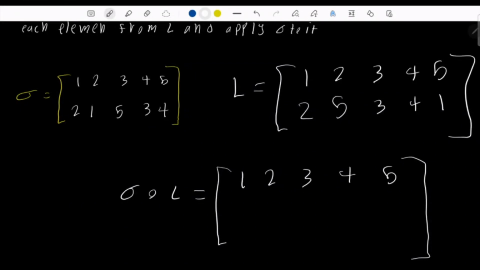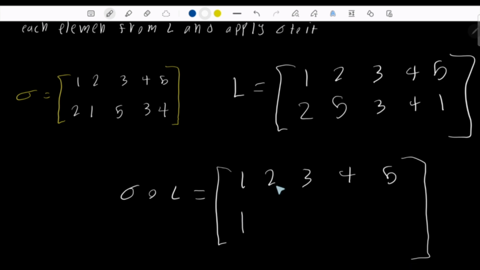So let's continue. Sigma composite with L, so that means the direction you take from L and the element you take from sigma. I will show you. The first element we need to know is 1. 1 under L is 2. We jump into sigma. 2 is going to 1. So we write here 1.